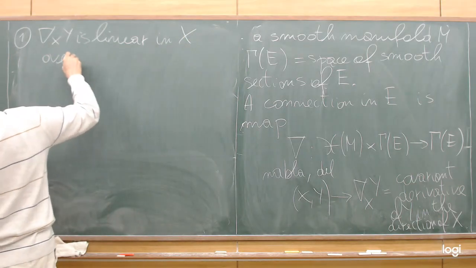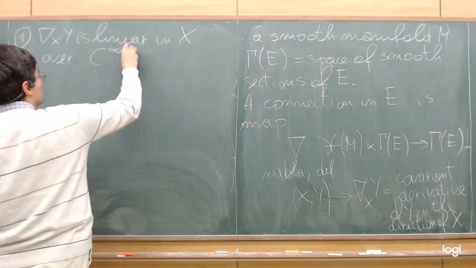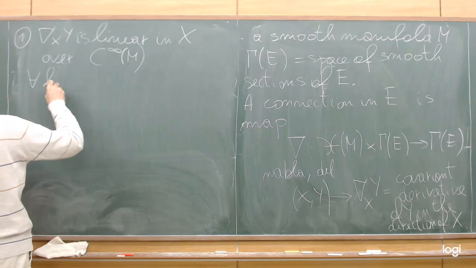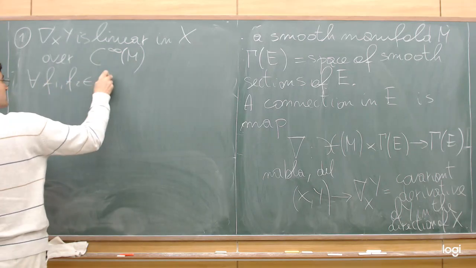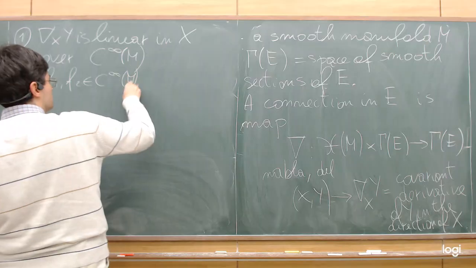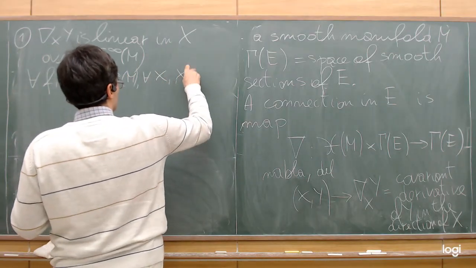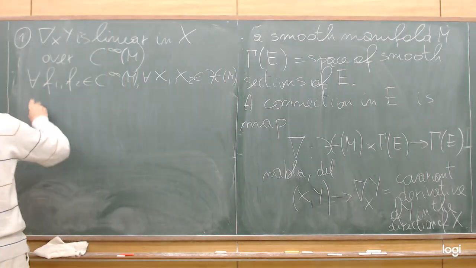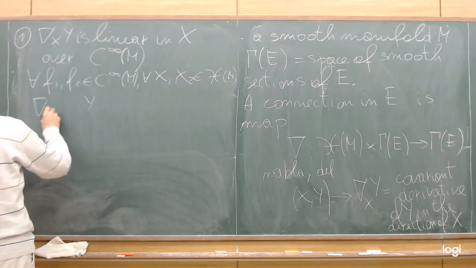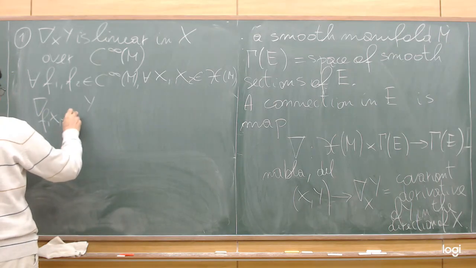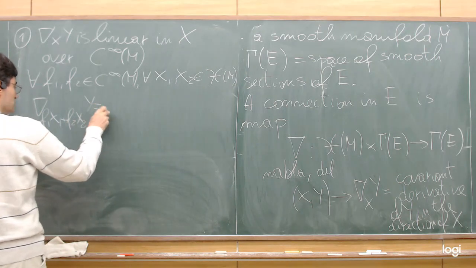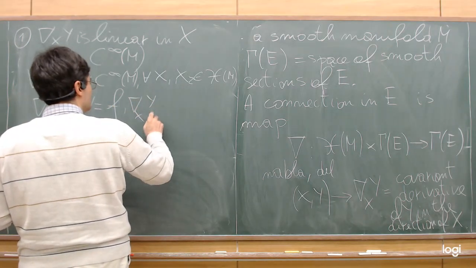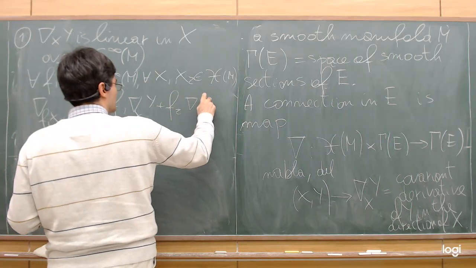over C∞(M). This means that for any f1, f2 in C∞(M), for any X1, X2 in 𝒳(M), then ∇ of Y in the direction of f1 X1 plus f2 X2 must be equal to f1 ∇_X1 Y plus f2 ∇_X2 Y.